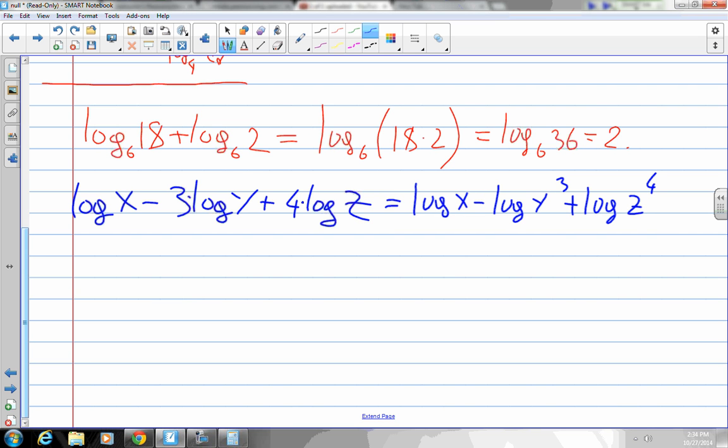So first, I'm going to throw those little powers back on top. So now I just have single logarithms. And then I can use my product or the quotient rule. So all the pluses go in the numerator, all the minuses go in the denominator. So this becomes log of x times z to the fourth over y cubed. So whatever's positive goes on the top, whatever's negative ends up in the denominator.